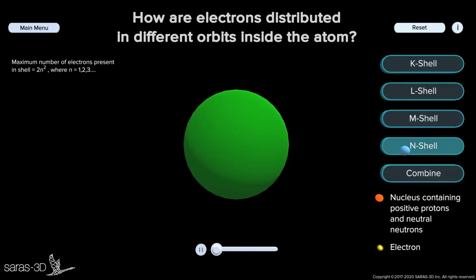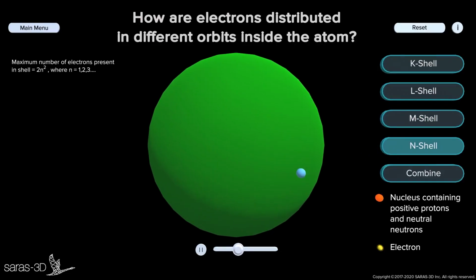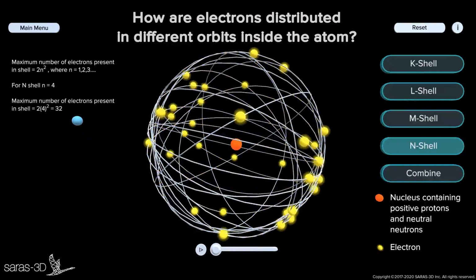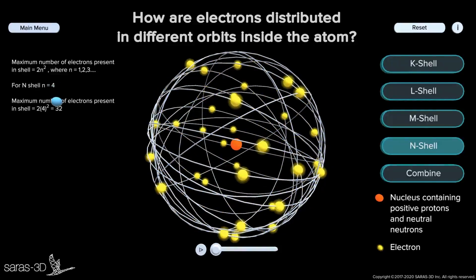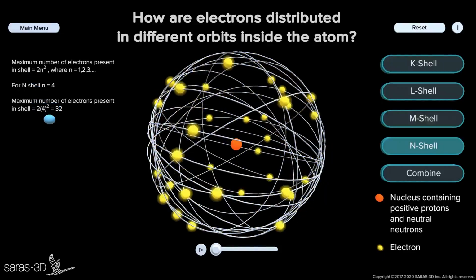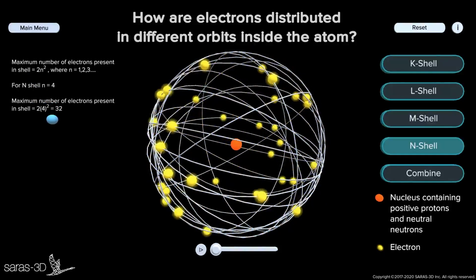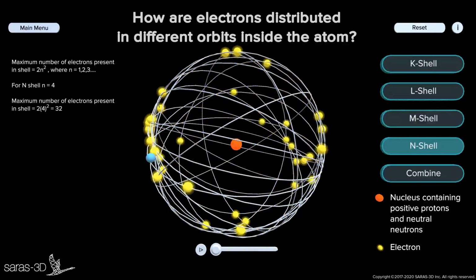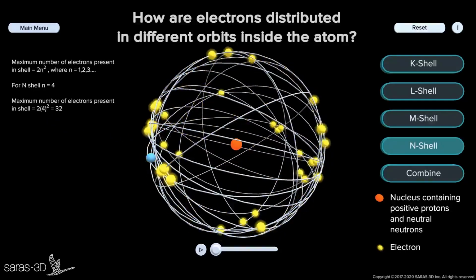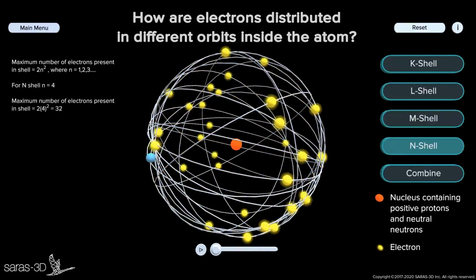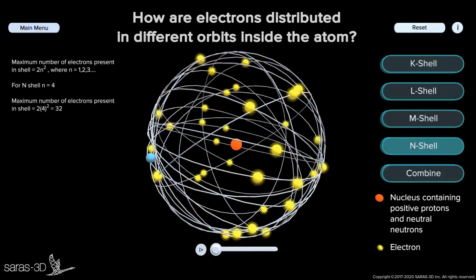Now let us find out the maximum number of electrons that can be accommodated in the N shell. For the N shell, we know the value of n will be 4 because it is the fourth energy level. Substituting the value of n as 4 into 2n square will give us the maximum number of electrons that can be present in the N shell as 32. So note that the formula 2n square will help us determine how many electrons can be distributed in each of these shells.